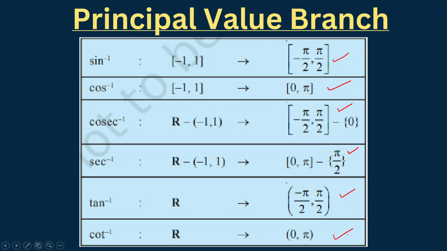So at the end, what I wanted to conclude is that we require a branch to have the inverse of a trigonometric function. The branch which we consider most generally is known as the principal value branch, without which we cannot have the function be 1-1 to make it invertible. Hence, the principal branch is an important concept for making the trigonometric functions invertible. I hope you understood the concept of inverse as well as the principal value branch in trigonometric functions.